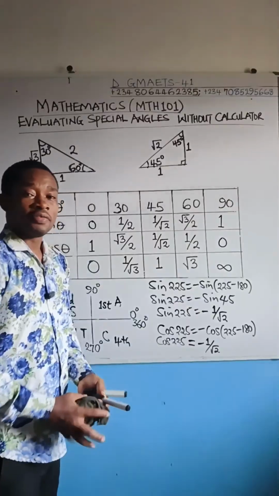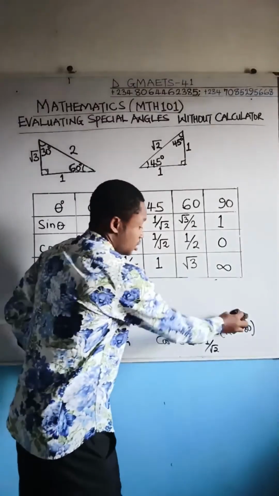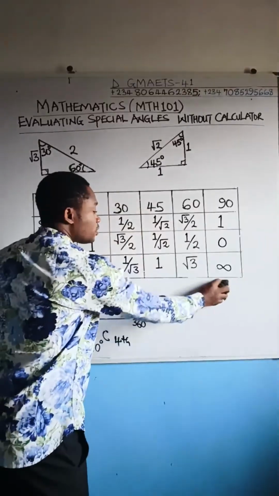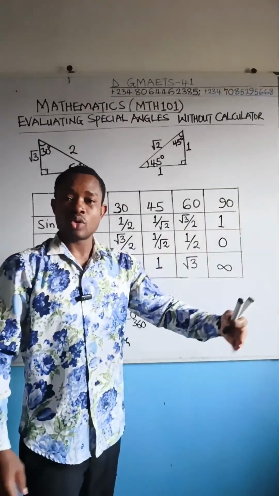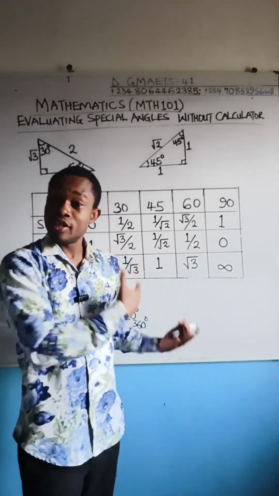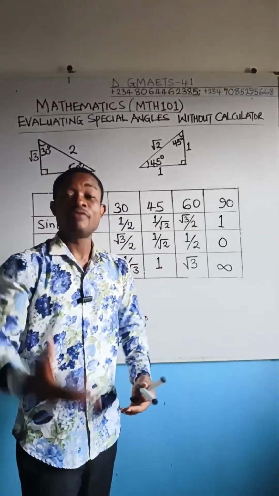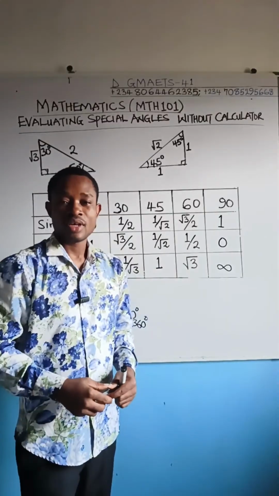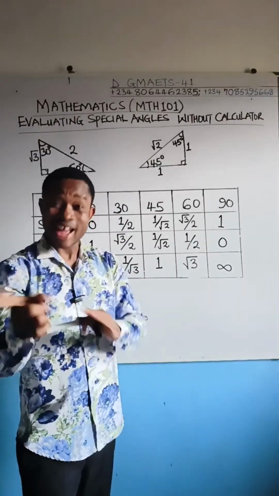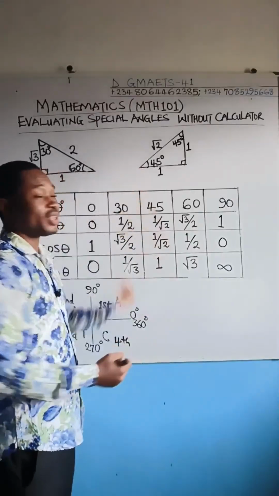Let us obtain the value of tan 225. Tan 225 can be obtained from sine 225 over cos 225, just like we did for 210. But this time around, I don't want to go through that part, since you still get the same result. I want us to convert tan 225 to tan 45 and then get it from there straight.